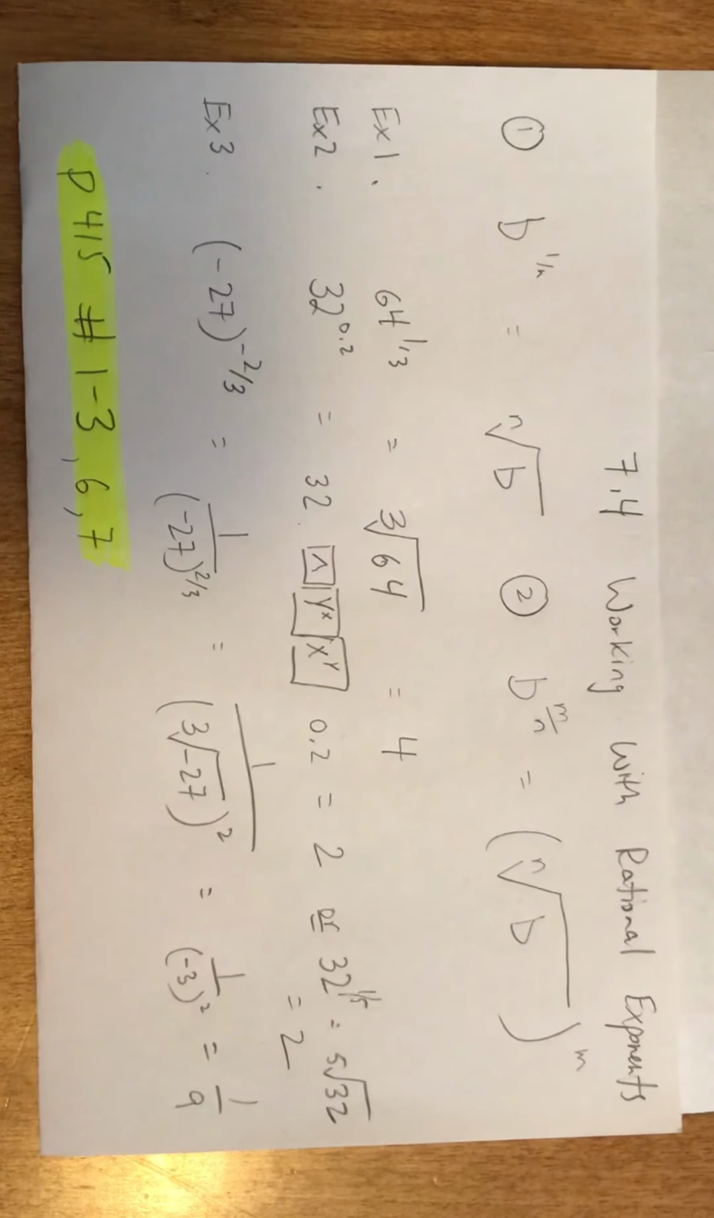Okay, next two sections in chapter 7. 7.4 is working with rational exponents. Rational just means fraction. Sometimes the exponent can be a fraction. Okay, so two basic laws again.